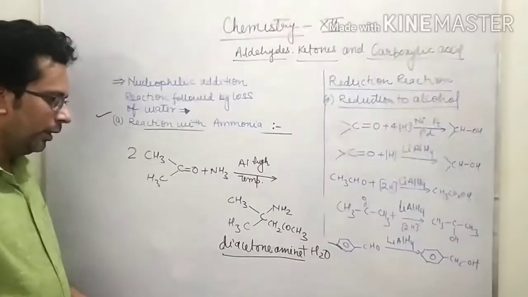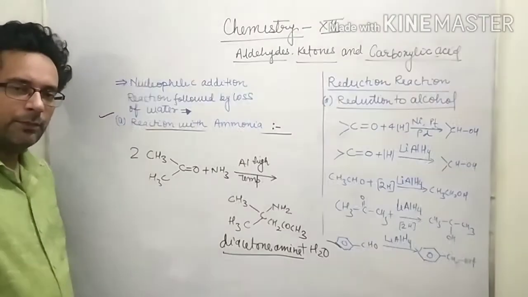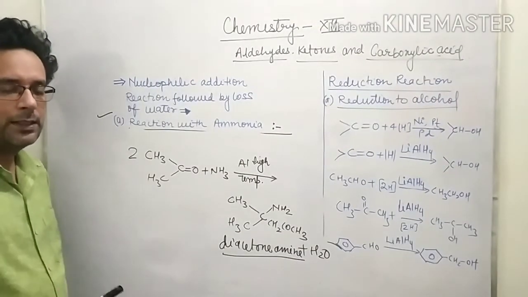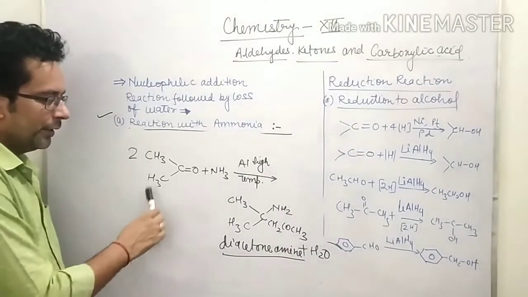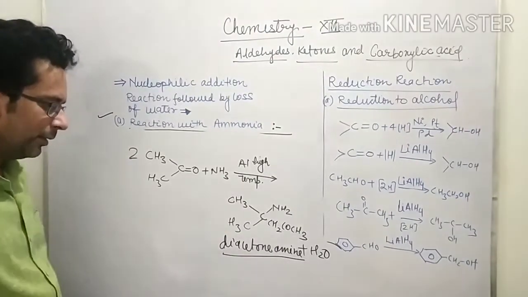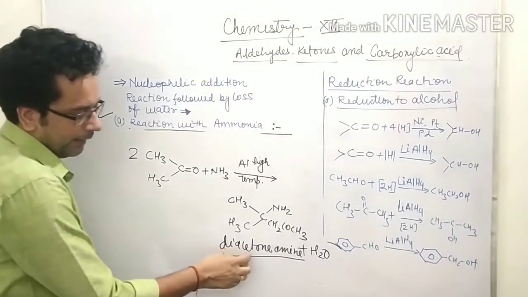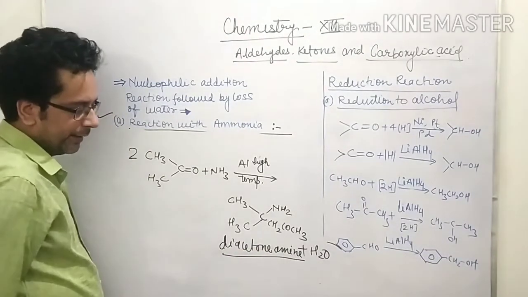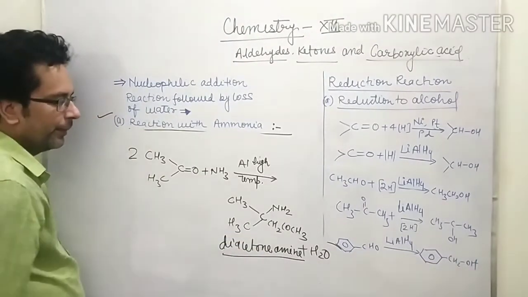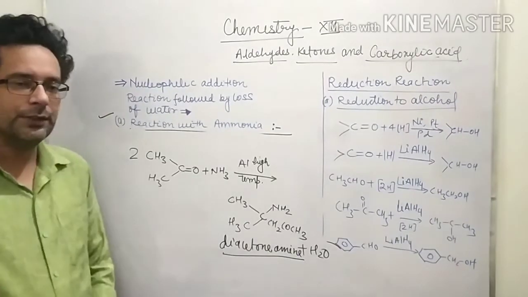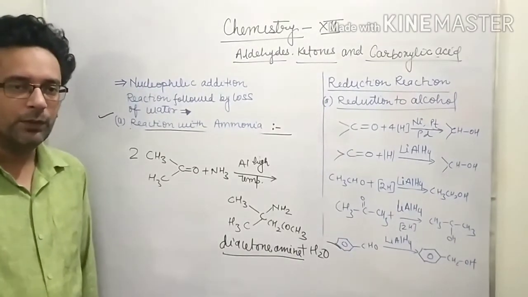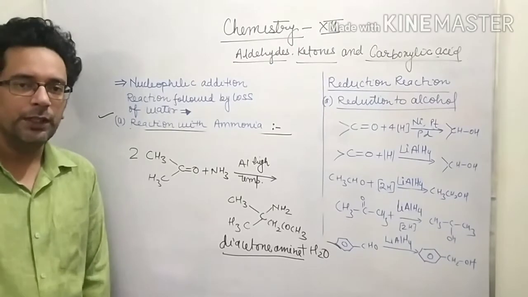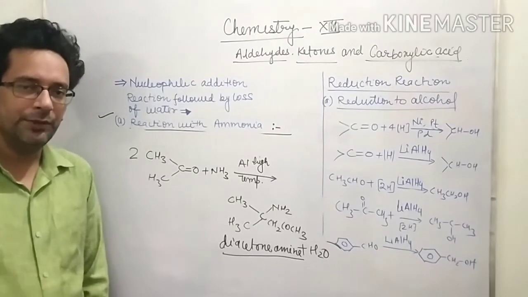So it is a single step. In case of ketone, it is a single step in which acetone reacts with ammonia to form a complex compound, that is diacetone amine, along with water, and this is the complex. So this is the first reaction, that is reaction with ammonia. Now next we are going to discuss reaction with ammonia derivative.